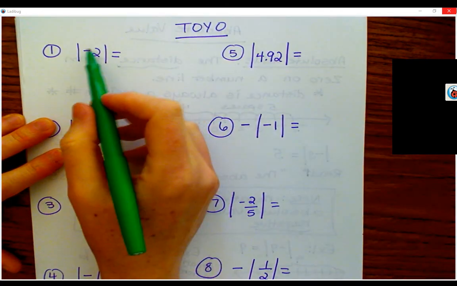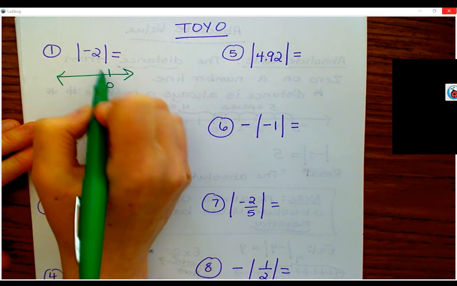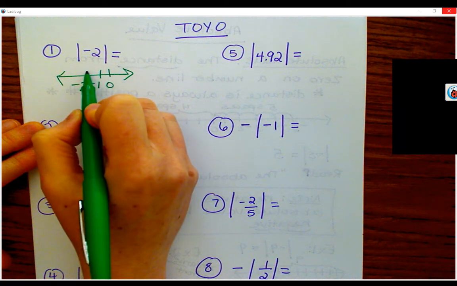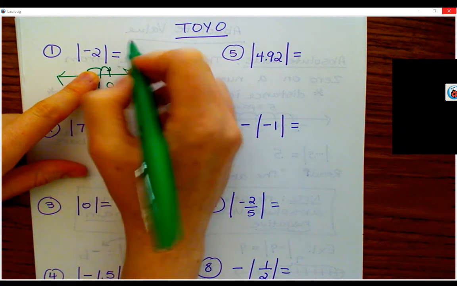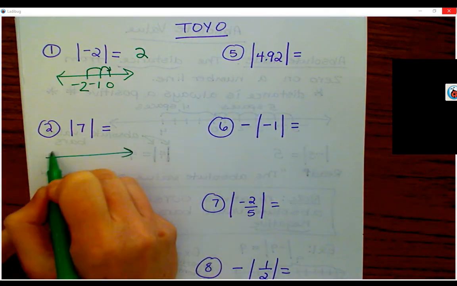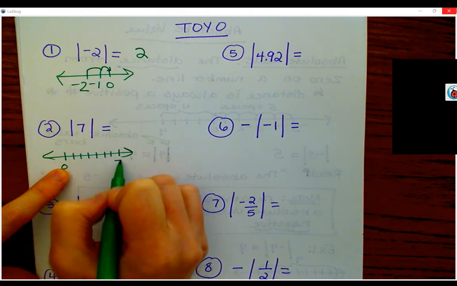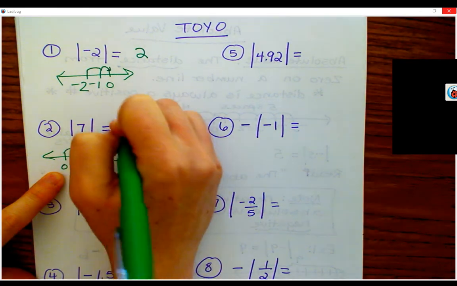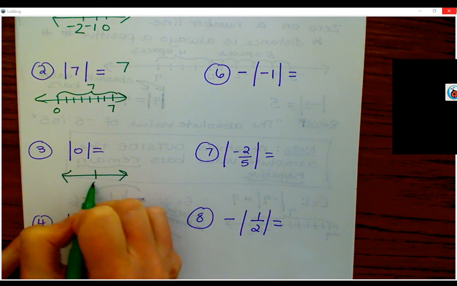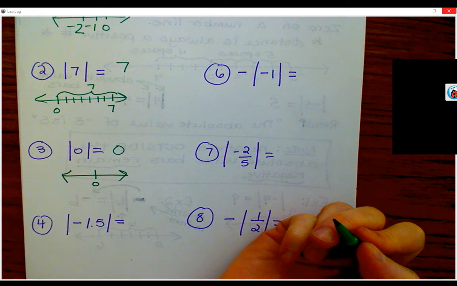So this one, the negative sign is inside the absolute value bars. So it just means here's 0, here's -1, here's -2. How many places, how much distance between -2 and 0? 2 places. So the absolute value would be 2. Here, absolute value of 7, it's between 0 and 1, 2, 3, 4, 5, 6, 7. The distance is 7, so the absolute value is 7. Here, think about it. Distance from 0 to itself would be 0. So the absolute value of 0 is 0.